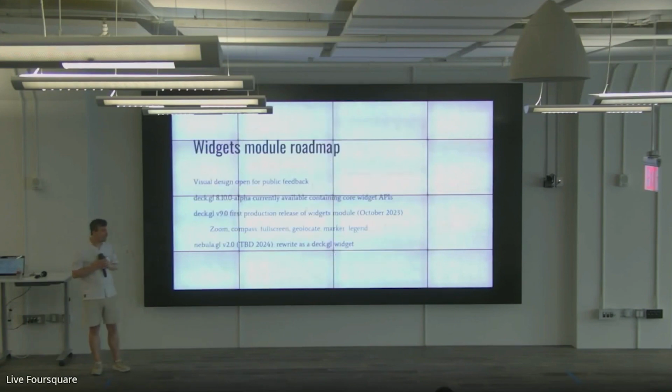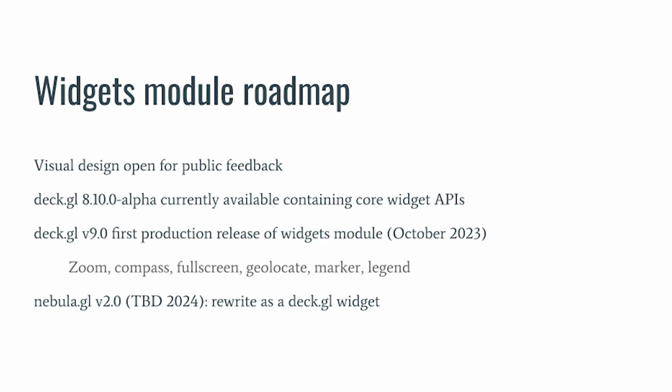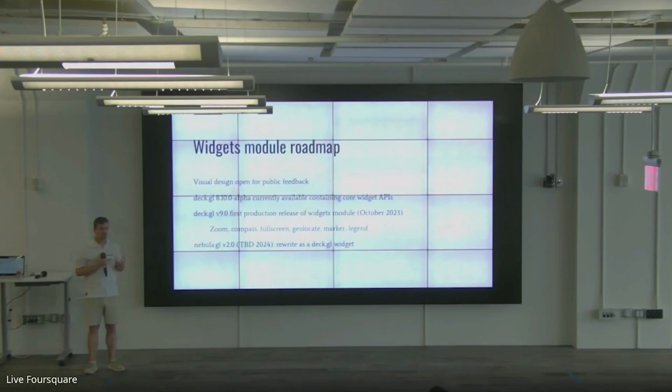So looking ahead at the roadmap, we are currently in a phase of designing a lot of these widgets and looking for public feedback. Designs are open. On our issues, you can go and check them out. We've got some Figmas up there where you can go and leave comments, and the feedback there is much appreciated. We are looking at an alpha release for 8.10 with some of the core widgets like navigation and full screen, something to get us started and get it out in the wild for testing. But V9 is where we're really expecting a production release to come out, and we're targeting October for that.